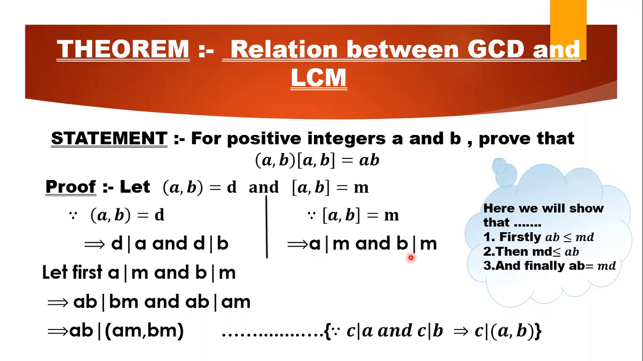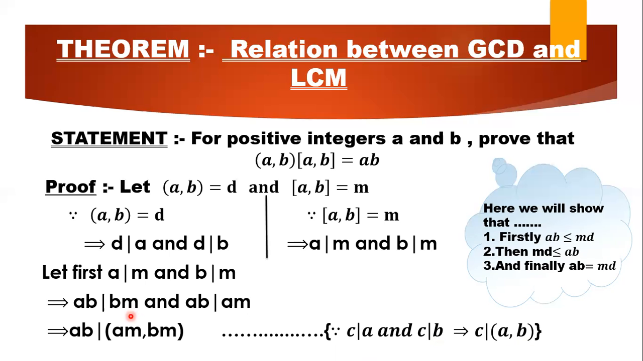Let us first take a divides m and b divides m. For a divides m, we will multiply it by b, so we get ab divides bm. And for b divides m, we will multiply it by a, so we get ab divides am. Since we know that if c divides a and c divides b, then c divides the GCD of a and b, and here ab divides bm and ab divides am, so ab will divide the GCD of am and bm.